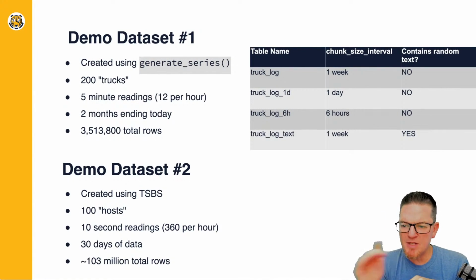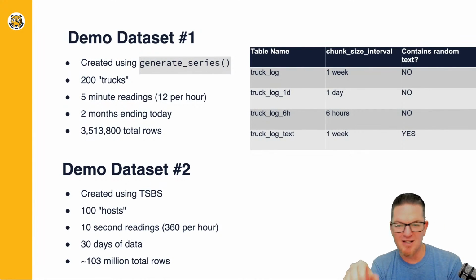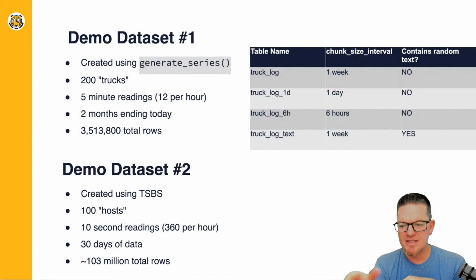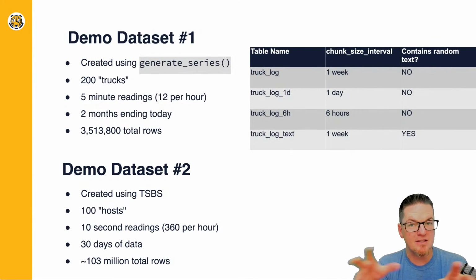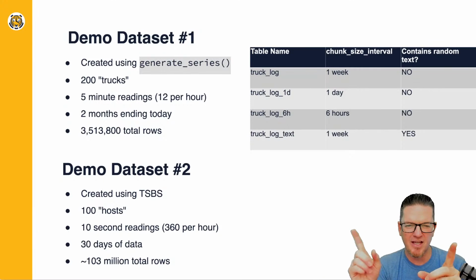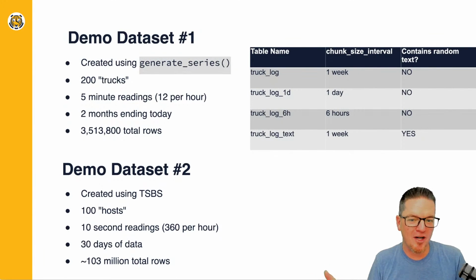And then demo data set 2, I got set up, but I haven't had a chance to compress it, so if I have time, I'll do that. This is the data set that we use when we benchmark databases. It's from TSBS, that's the time series benchmarking suite. I just did it for 100 hosts, readings every 10 seconds, so that's 360 per hour per host. And I did it for 30 days. So I think I did it for 30 days. I ended up getting more than 103 million rows. So I must have messed a setting up somewhere. But we have over 100 million rows to play with there. So hopefully between those two, we can demonstrate a few of these queries and help you understand where the benefits lie within each of them.